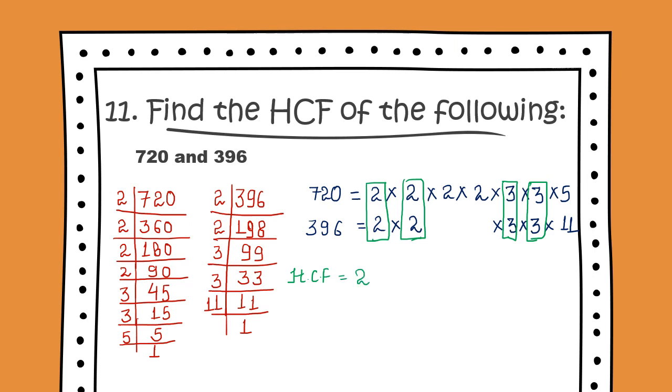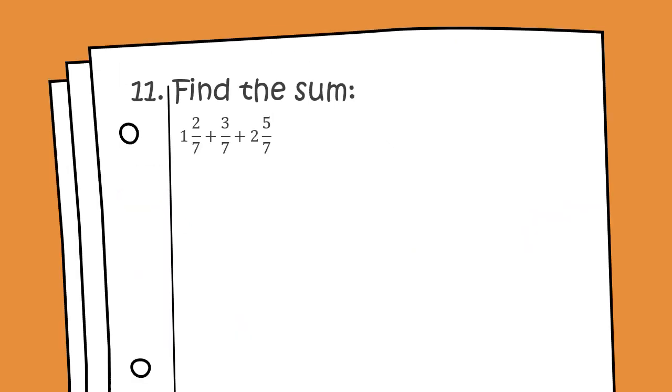We will write 1 times 2 from this pair, then 1 from this one into 2, 1 3 from this pair, and 1 3 from the last one. So 2 2s are 4, 4 3s are 12, and 12 3s are 36. So HCF is 36. The next question is find the sum 1 whole 2 by 7 plus 3 by 7 plus 2 whole 5 by 7.